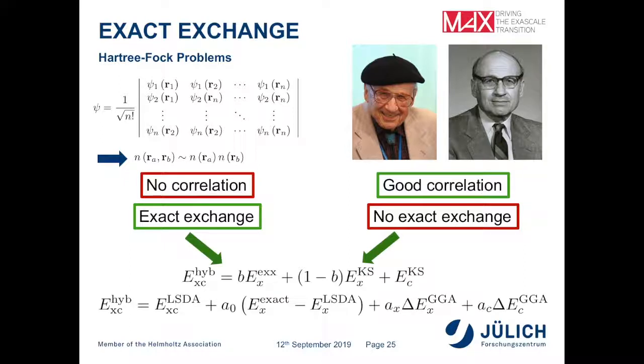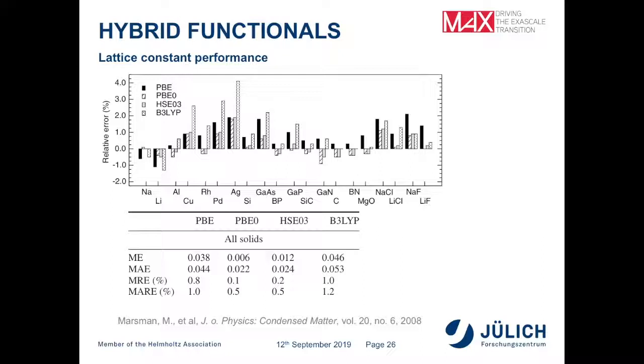We just combine them. So there are two kinds of approaches to combine them. There's this one parameter approach where you mix exact exchange with some Kohn-Sham exchange, and then you take the Kohn-Sham correlation. But particularly in quantum chemistry, this 3-parameter approach is quite popular, where they mix some LDA, some GGA, and some exact exchange. And well, we have to spend more computation time on this. Does it help us? Well, if you look at this, for example, you can see that the lattice constant for the PBE0 or the HSE is much better than the PBE. So it does help us.